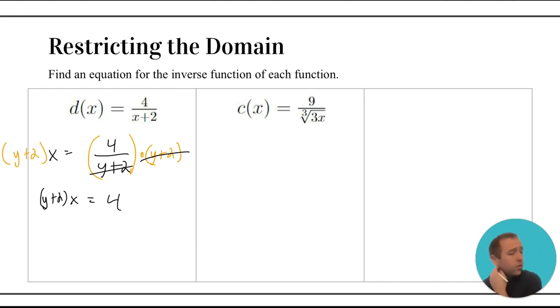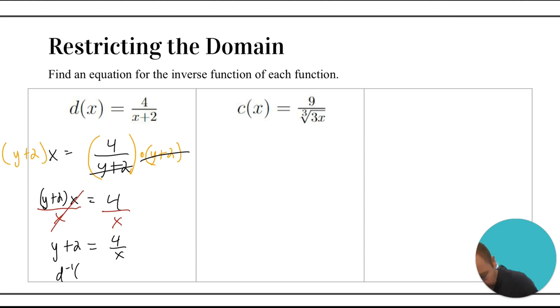Then I wouldn't distribute the x in a case like this, because what you could do now is just undo that multiplication by x by dividing by x, and then dividing by x on the other side, which would give you now only y plus 2 alone equals 4 divided by x, and then you just subtract 2 to get the y alone. So d inverse of x will equal 4 over x minus 2 then. Okay, so it's not too bad.